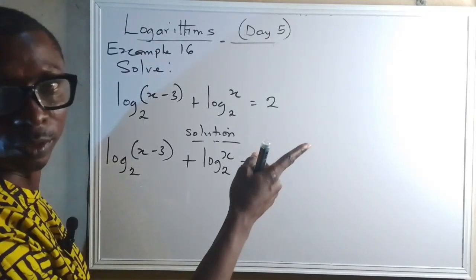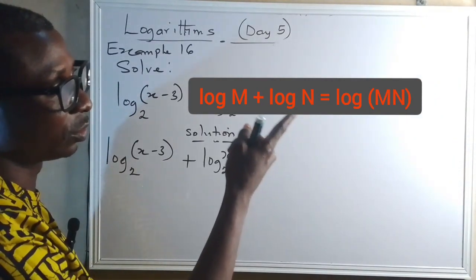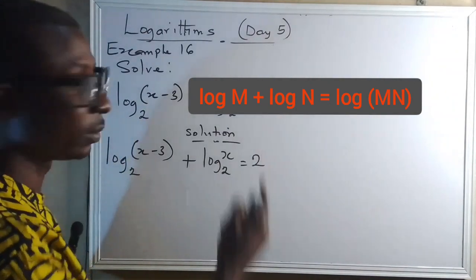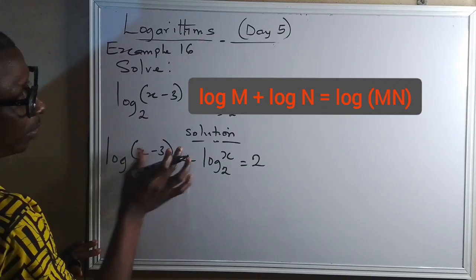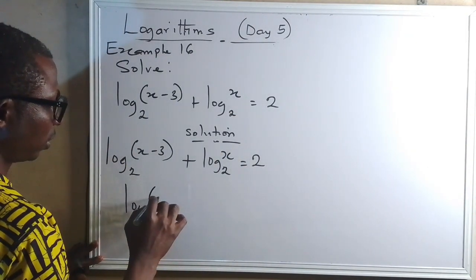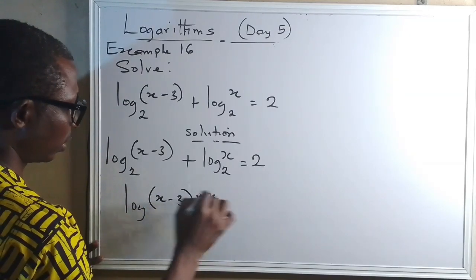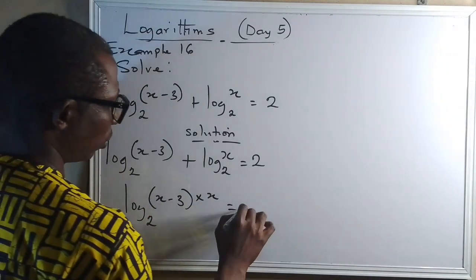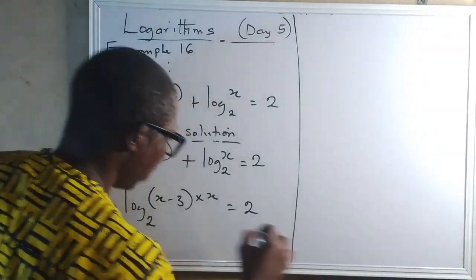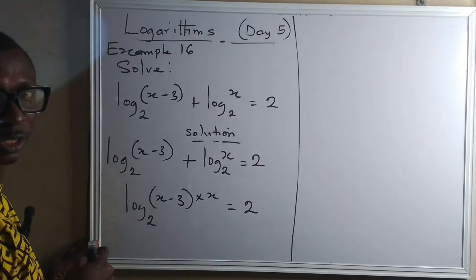We are going to be making use of this law. Log m plus log n equals log of m times n. All right, this is the m and this is the n. So we have log of x minus 3 times x base 2 is equal to 2. All right, so now this logarithmic equation, we change it to an indicial equation.